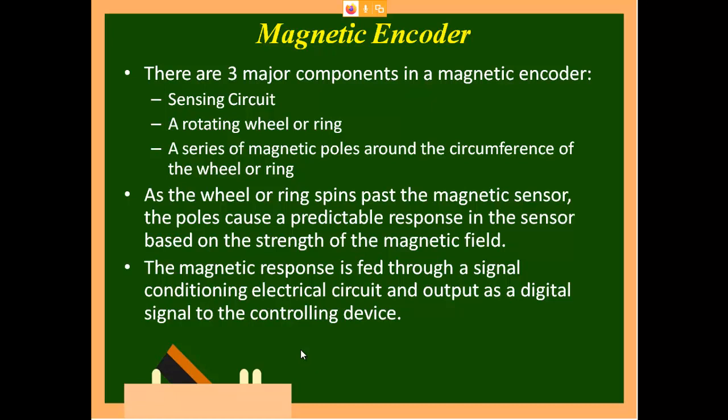Directly I cannot use it, so I will give it to signal conditioning, where we will remove all unwanted signals, and then we will just amplify the signal which is coming from the magnetic field alone. Okay, the output is a digital signal to the control device. From there I will connect it to any microcontroller or microprocessor for processing this particular signal.